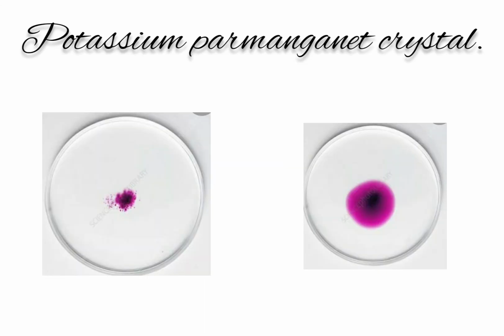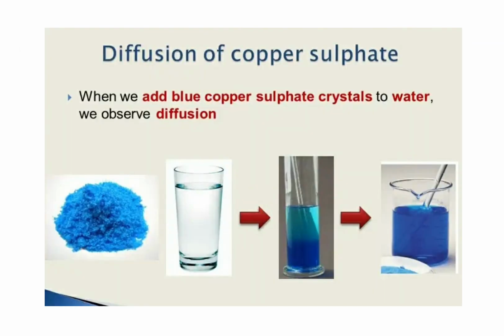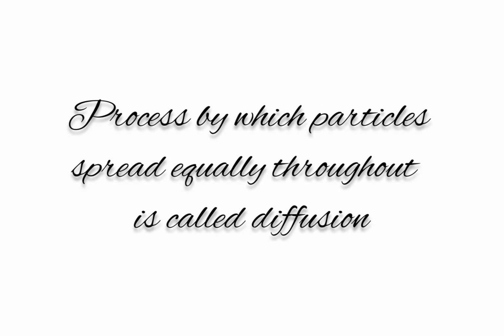Another activity can be done with a small crystal of potassium permanganate kept in the center of a petri dish with the help of forceps. Carefully fill the petri dish with water using a dropper. Now you will observe that the pink color in the petri dish is diffusing into the water from the KMnO4 crystal. So the color spreads from the center to the periphery. You can repeat this experiment with other substances like a crystal of copper sulfate. The process by which these materials are spreading equally throughout is called diffusion.